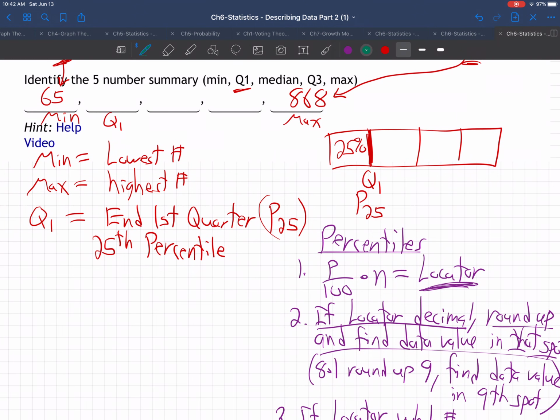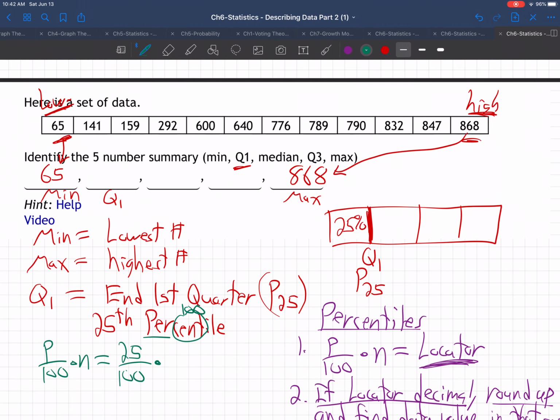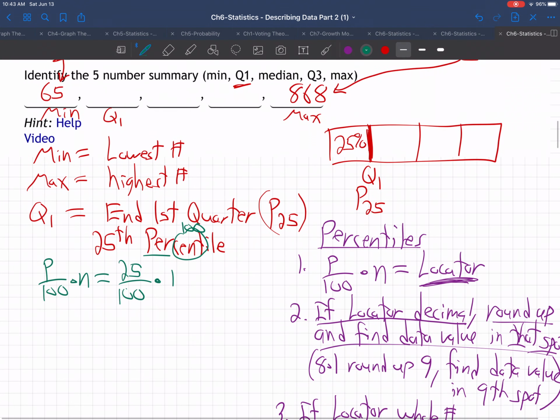We're supposed to find the 25th percentile, so let's take P over 100 times N, so 25 over 100. That makes sense because it's per cent, right? A century is 100 years, a cent is 1/100th of a dollar. So 25%, 25 per 100, times N. N is always the total number of data values. So let's count them. Here we have 1, 2, 3, 4, 5, 6, 7, 8, 9, 10, 11, 12 data values. So N is 12. If you do that in your calculator, you're going to come out with 3. Now 3, that's a whole number. It's not a decimal, huh?